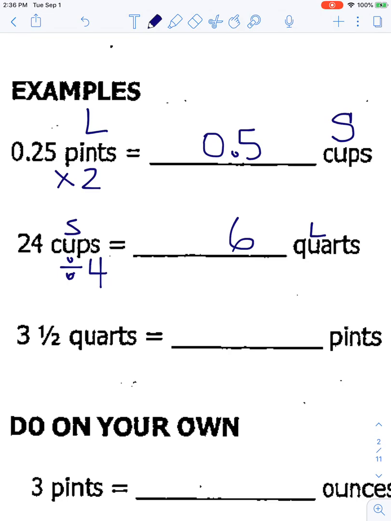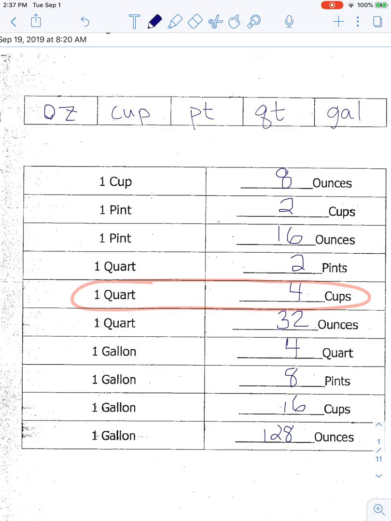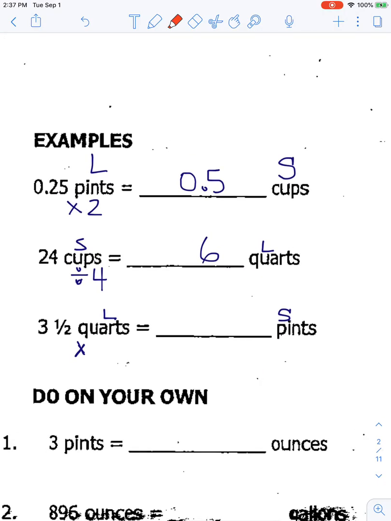Quarts and pints. A quart is larger than a pint. Remember that list we made at the very beginning of the video? This is large to small, which means that we multiply. And we have to go back to the chart and find quarts and pints. Quarts and pints is right here, or you could use that little picture I gave you. So 2 is the conversion factor. Means we're going to multiply by 2. 3.5 times 2 is 7. So 3.5 quarts is equal to 7 pints.